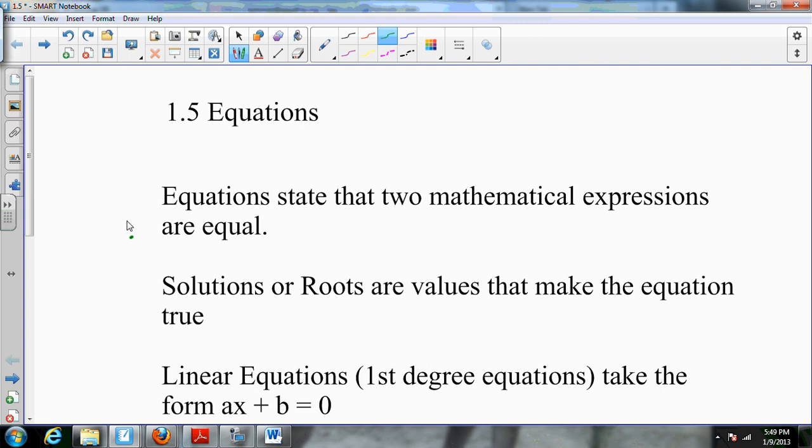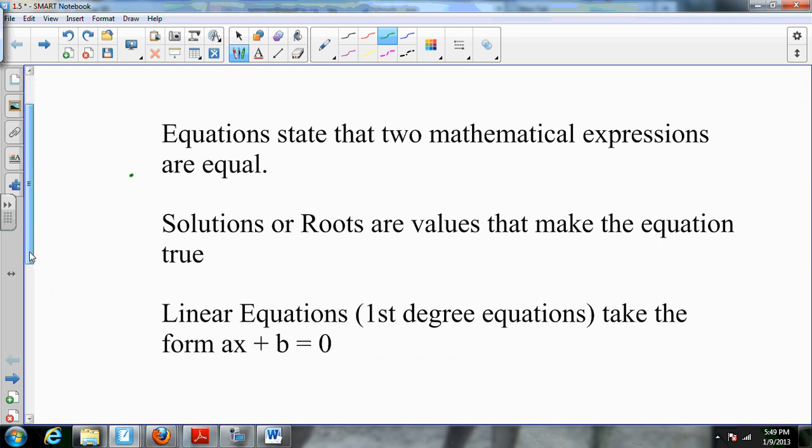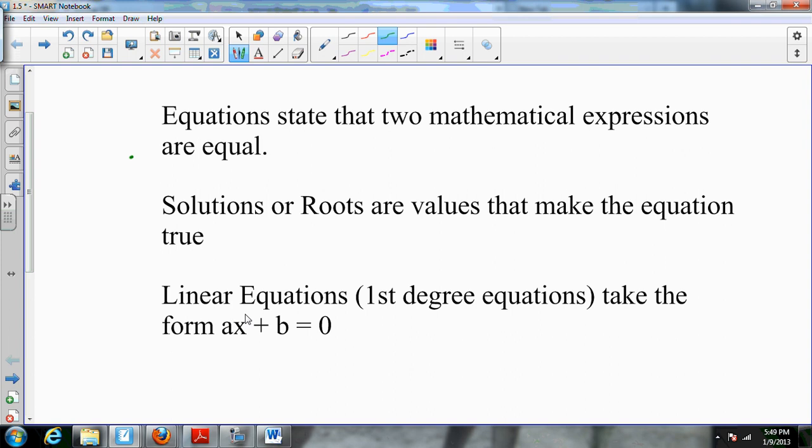1.5 equations. Equations state that two mathematical expressions are equal. Their solutions are also called roots. They make the equation true. Linear equations of the first degree take the form ax plus b equals 0. X is only to the first power, so that is why it is first degree.